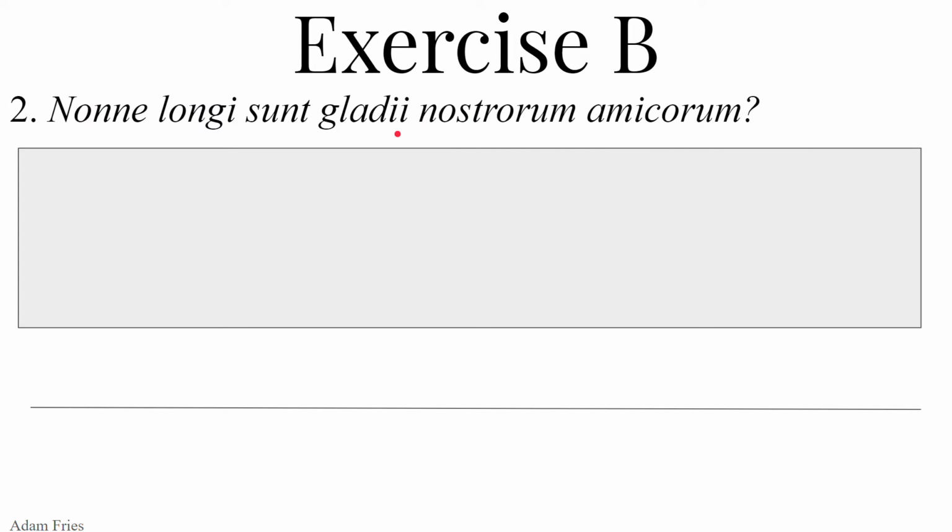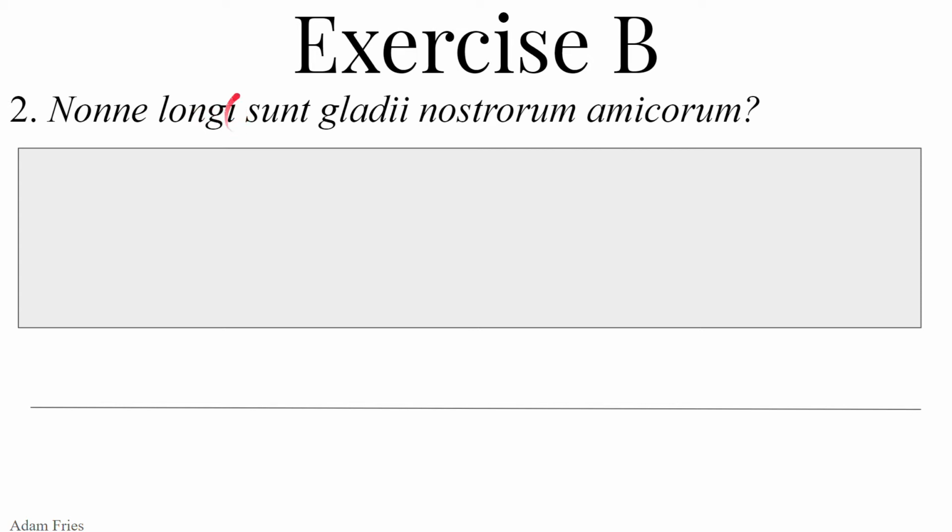Secunda, sententia secunda. Nonne longi sunt gladii nostrorum amicorum. So nonne, it's just non and the enclitic -ne indicating a question, an interrogative. So something not. Verb is sunt, are they not, or something not longi.